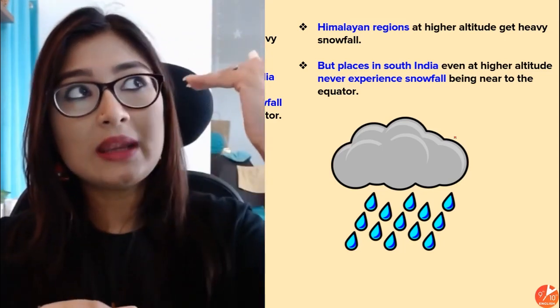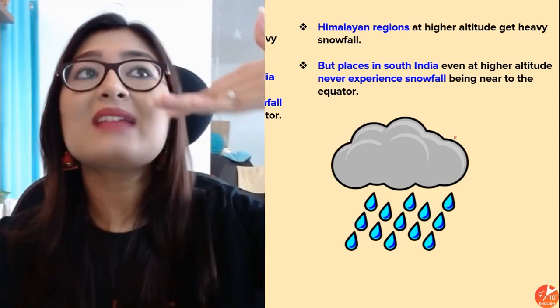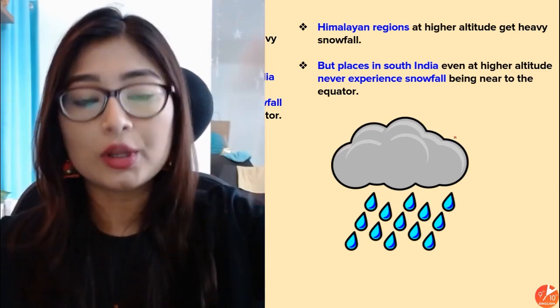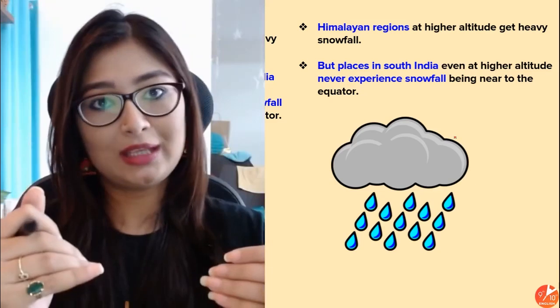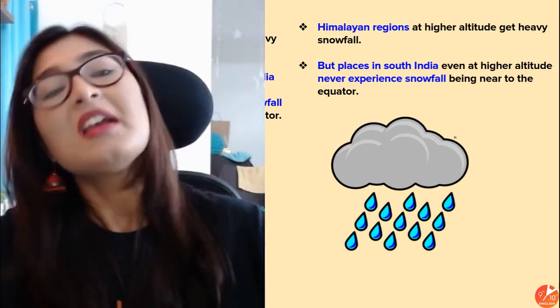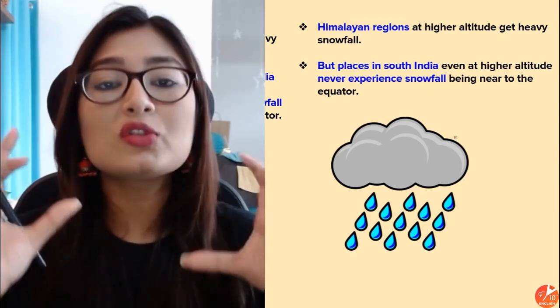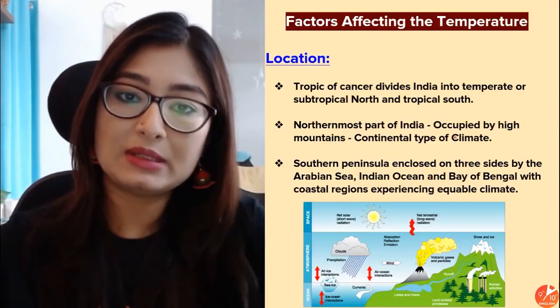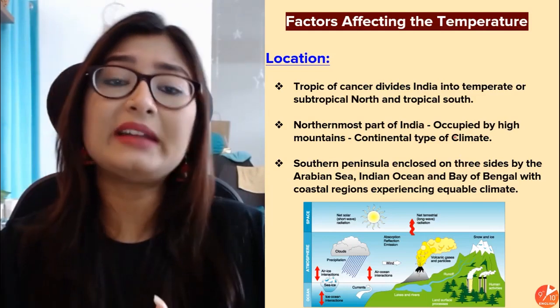Because the Himalayas are away from the equator, okay, and that is higher in altitude. But the mountains in the southern part of India are closer to the equator, near to the sea. So the effect of the sea and equator makes no snowfall happen on these mountains. Now we will see what are these factors that affect the temperature.